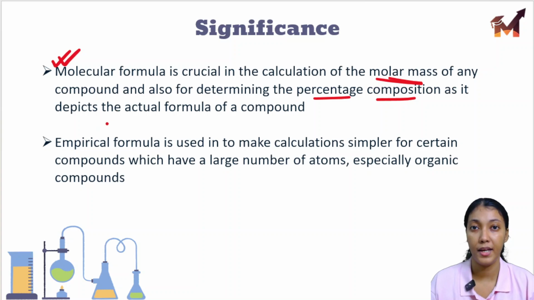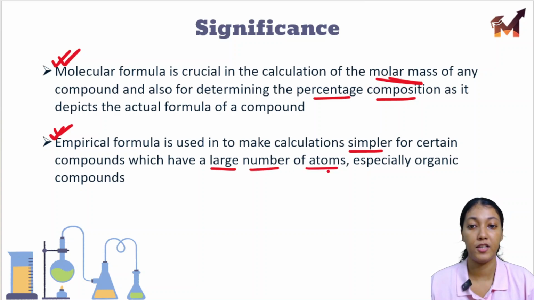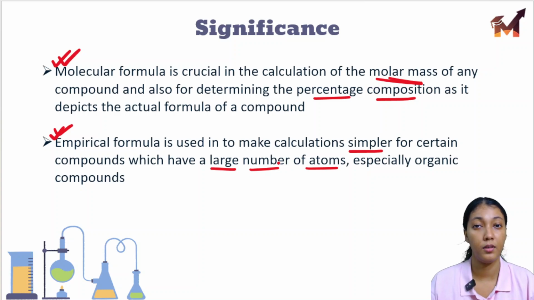So why do we need empirical formula? क्योंकि molecular formula ही important है because that is the real formula. Empirical formula का क्या use है? Empirical formula is used to make calculations simpler for certain compounds which have large number of atoms, especially organic compounds. Organic compounds में बहुत सारे atoms होते हैं, like long chains of carbon, a lot of number of hydrogens. So they make calculation very complex.